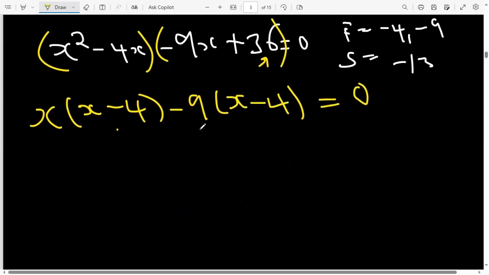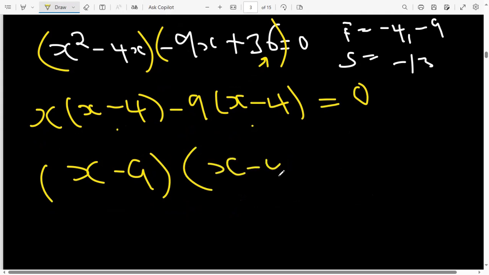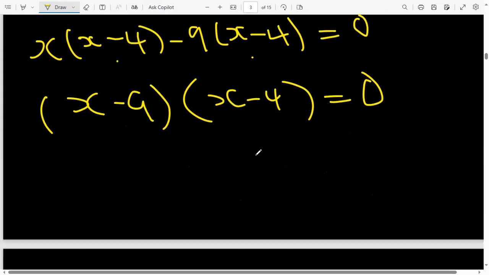So we have this factor and that factor outside. So we have x minus 9 and x minus 4 is equals to 0. So that is what we have there. If I equate this to 0, I'm going to get x is equals to 9. If I equate this to 0, I'm going to get x is equals to 4.